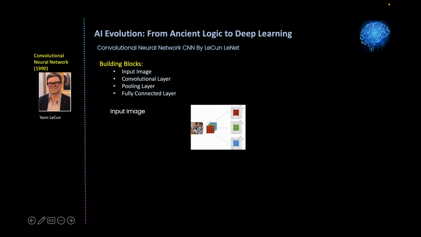But in the case of a color image, we need to have three layers. One layer represents each channel in the RGB color channel. So one would represent red, second layer would represent green, and third one would represent blue. So we will have three layers.